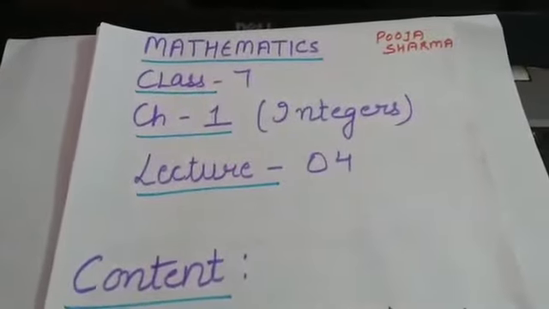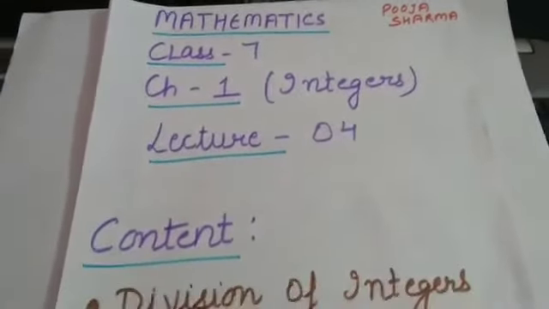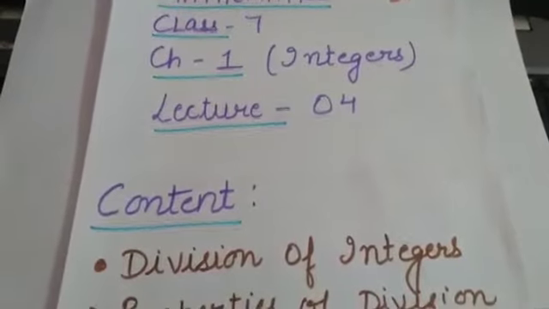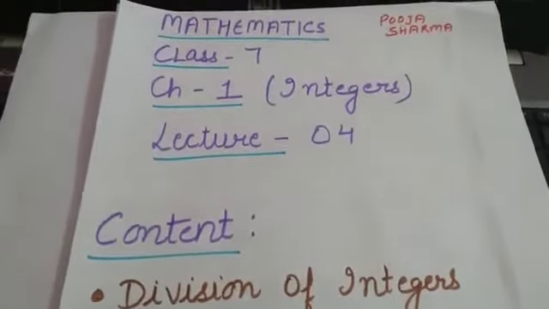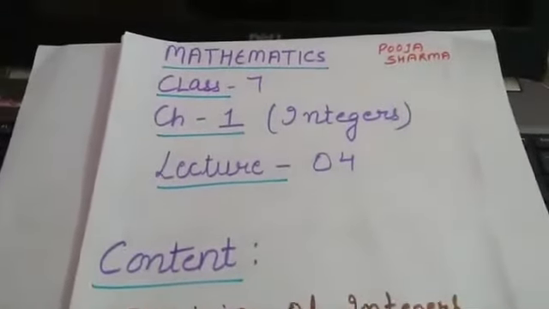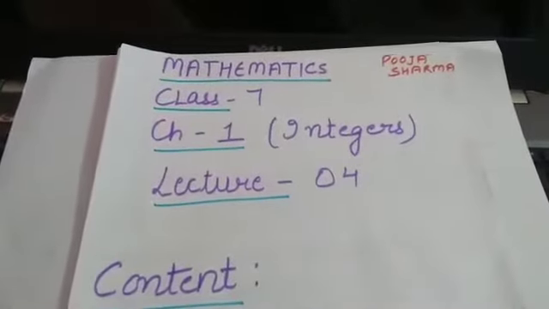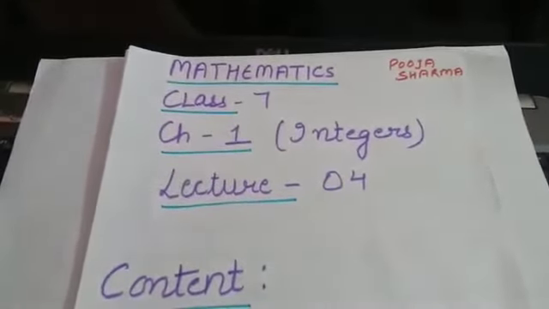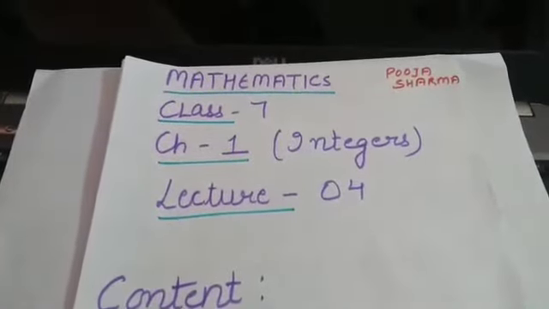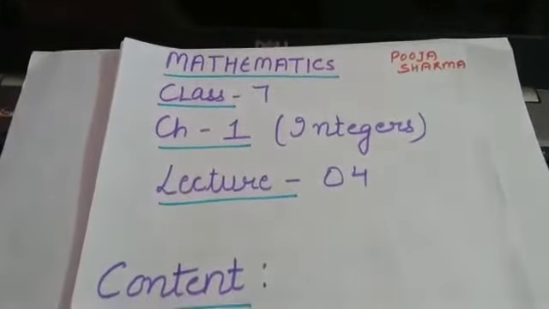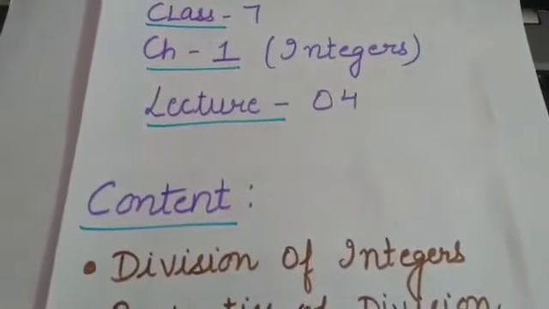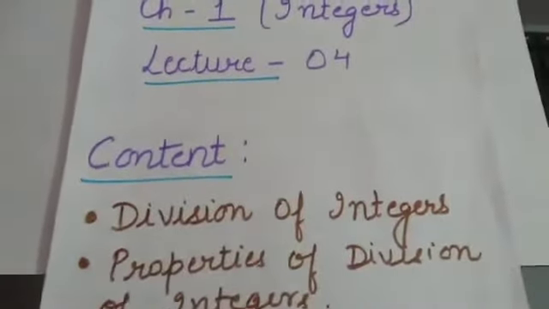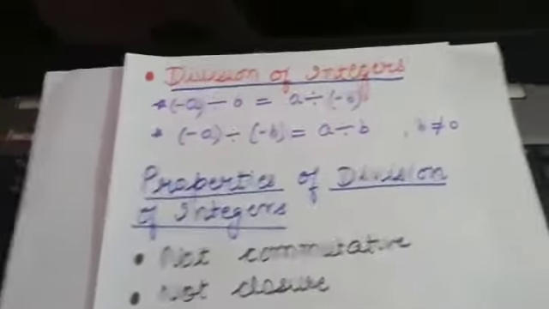In lecture number 3, we learned how to multiply integers and the properties related to the multiplication of integers. In that, we discussed closure property, commutative property, associative property, and one important, that is distributive property, and the multiplicative identity. Now in this lecture number 4, we will discuss how to divide integers and their properties. So let us start our discussion with the division of integers.